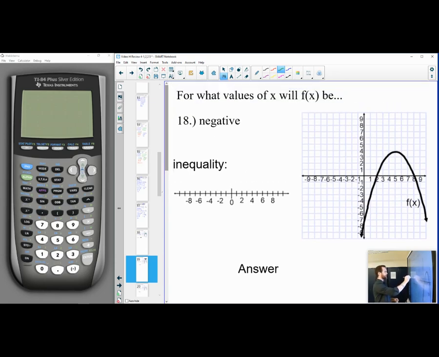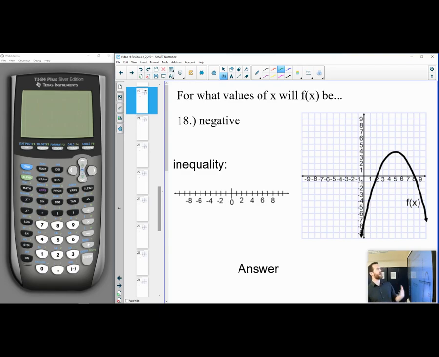All right. Number 18. Very similar directions, but now we want the values of x that will make f of x negative. So we ask ourselves essentially the same question. When is f of x negative? And instead of being above the x-axis, we want it to be below the x-axis because that's where the negative y values are. So let's see. What part of this graph is below the x-axis? I see this part is below the x-axis, and I see this part is also below the x-axis.